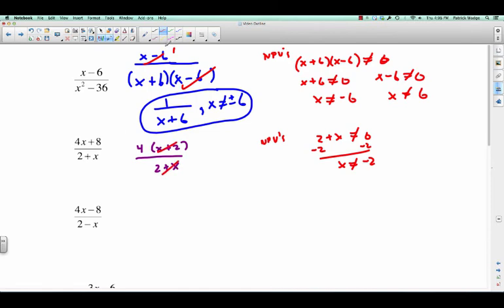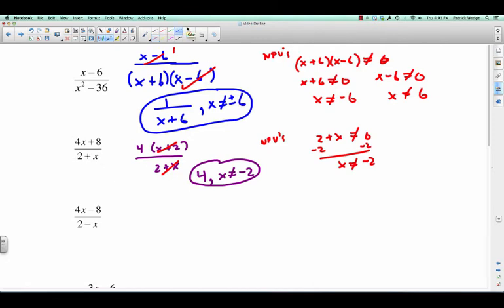So all we're left with is 4. Our answer is 4. But x cannot equal negative 2. You put any value you want, any number you want into the x, this x and this x, you're going to end up with 4. But not if you put negative 2 into that x and that x, because you'll end up with 0 on the bottom, and you can't have that.